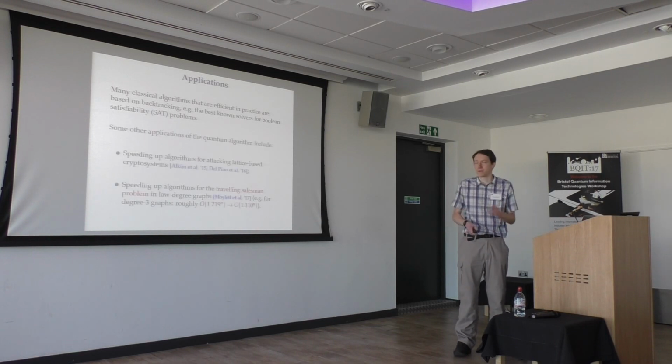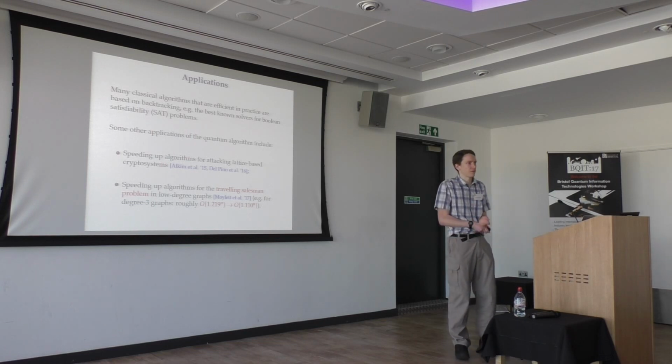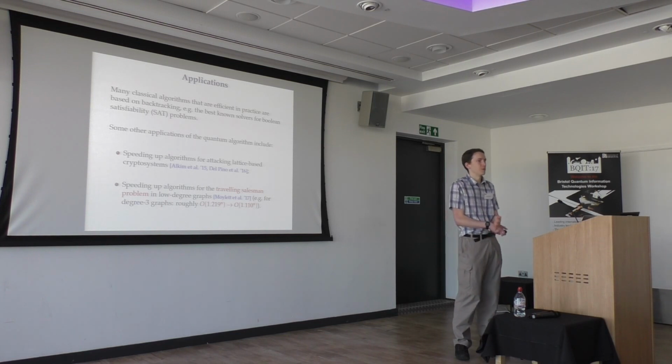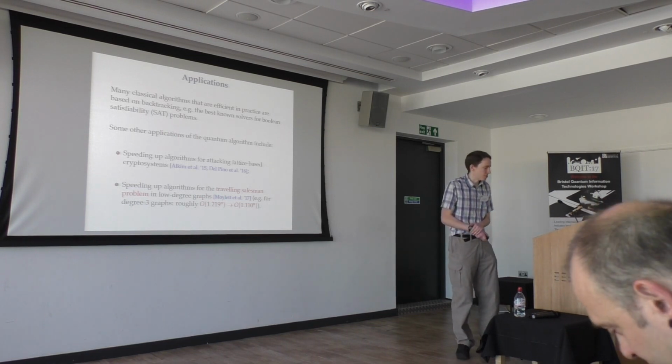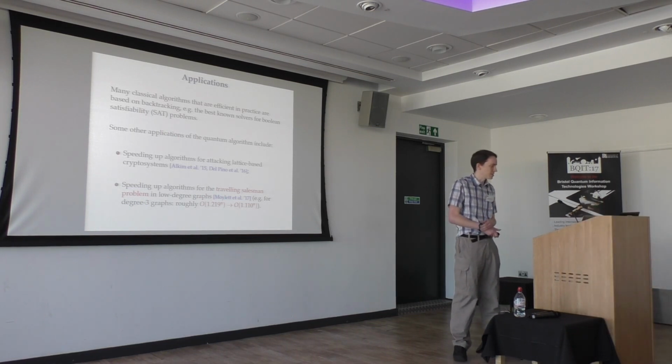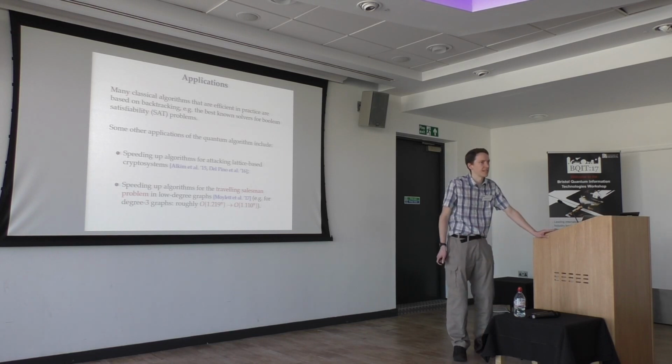And there are some other applications that we know of this algorithm now. For example, people have proposed to use it for attacking lattice-based cryptosystems because the classical algorithms for this are based on backtracking, so we might be able to apply the quantum algorithm and get a square root speed up. And also recently, Dominic Moylet and Lyndon and myself showed that we can use this algorithm to accelerate a classical algorithm for the travelling salesman problem, or TSP.